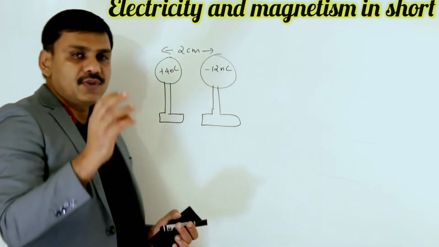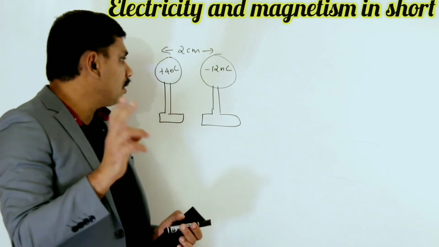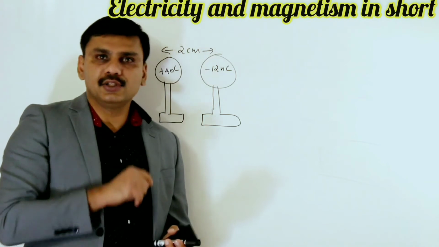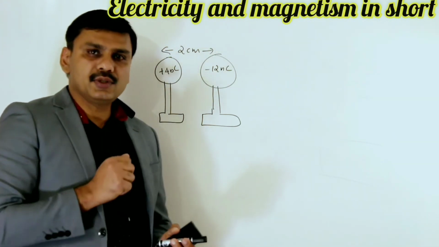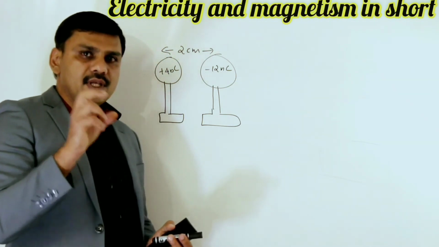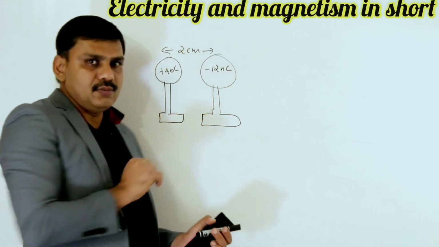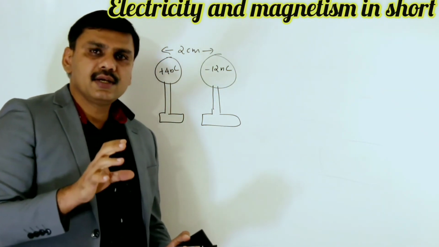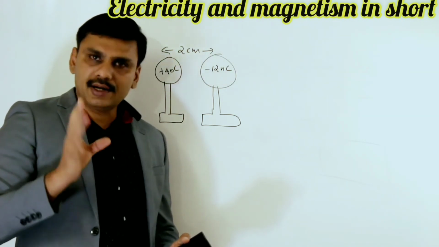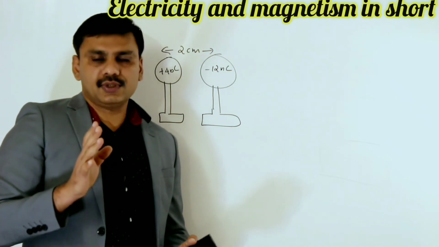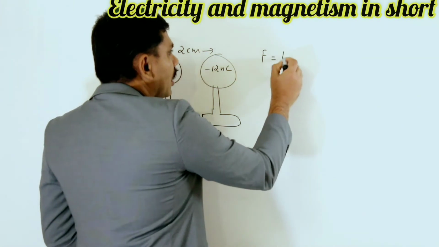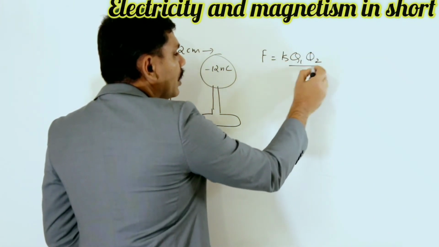So here one of the charges is plus 4 nanocoulomb and the other is minus 12 nanocoulomb. Here we are considering only the magnitude, so there is no need of putting plus and minus. The nature of the force will always be attractive because one of the charges is positive and the other is negative. Positive and negative will attract. So we are getting attractive force. What is the magnitude of that? How will you calculate it? So F equal to K Q1 Q2 divided by R square.